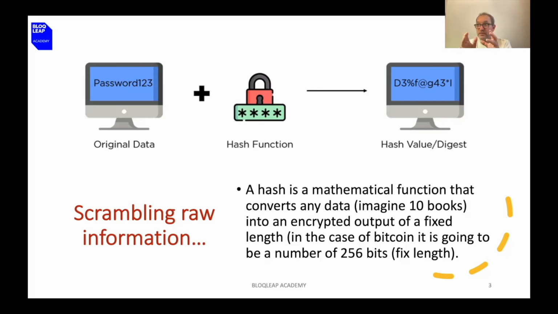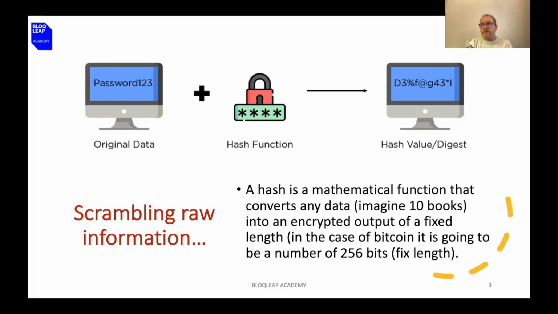It's very important to remember that you've got 10 books, which is like a long string of letters. Now after the hash function, you've got only a fixed length. Imagine you want to put 1,000 books. You will have the same. You will put the 1,000 books in this machine, the hash function works, and you will have a fixed length of 256 bits. So this is what hashing is about.